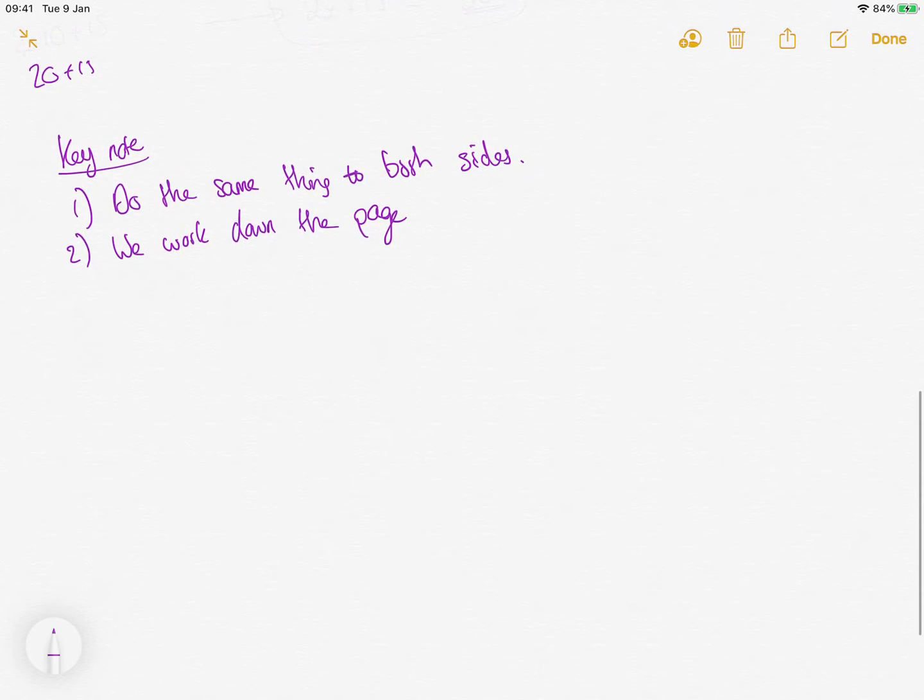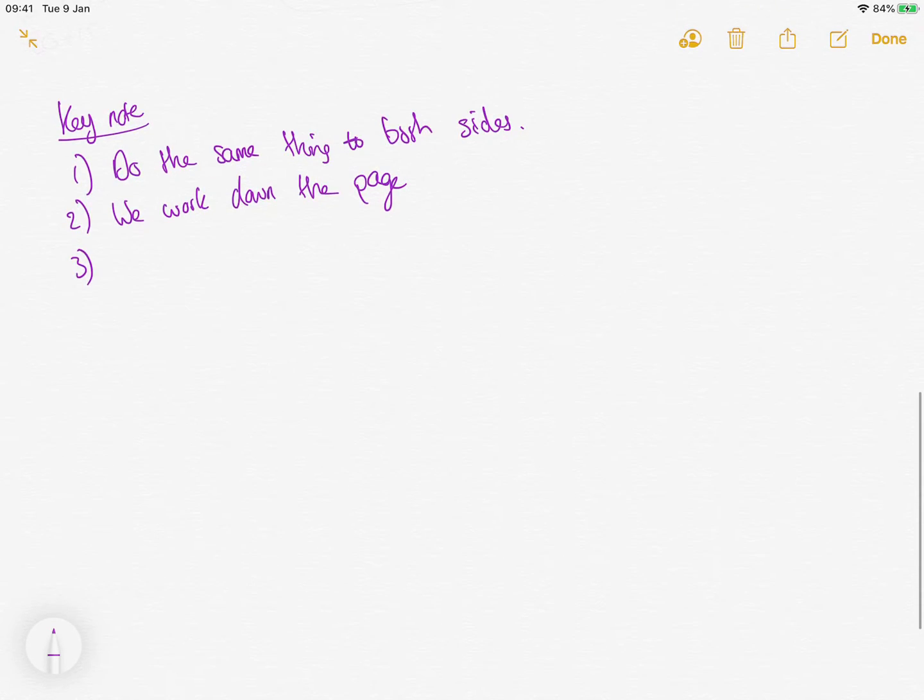And then finally, and this is where I'm going to get some questions for you in a second, we always do the inverse. What do I mean by inverse? I mean opposite. So if something is saying times by 2, to undo that, we do the inverse, we divide by 2.